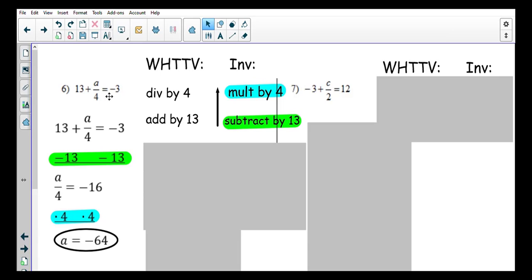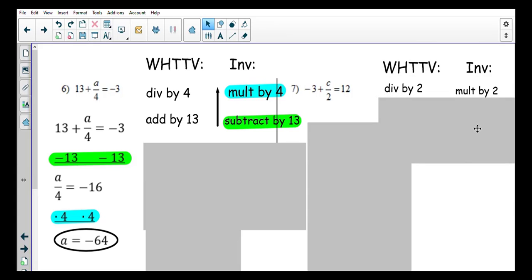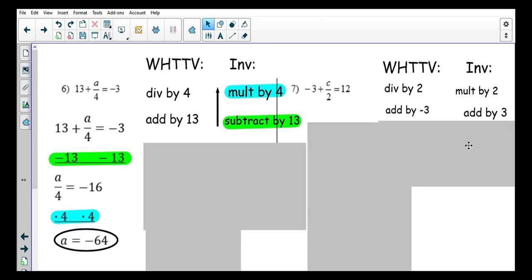All right, let's take a look at number 7. So the first thing that's happening to the variable c is we're dividing by 2. The inverse of that is to multiply by 2. After that, we're adding negative 3, and the inverse of that is to add 3. We certainly want to work in reverse order here. So the first thing we're going to do to find our solution is add 3 on both sides. So let's go ahead and add 3.